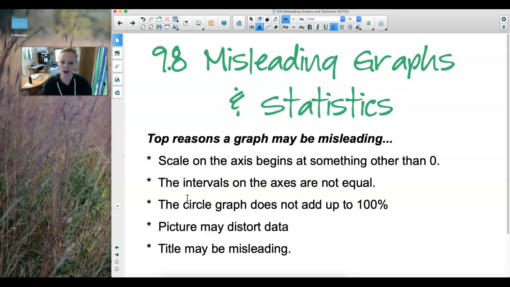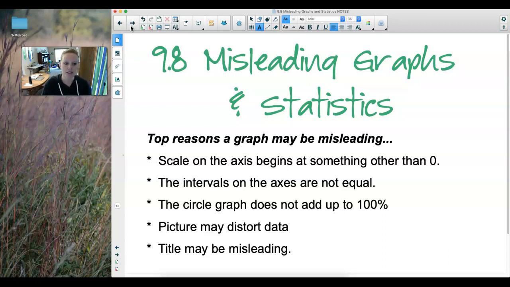Okay, so there are a number of reasons that a graph can be misleading, but here are some of the top reasons. Number one, the scale on the axis starts at something other than 0, so you're going to see like a break in the graph, and I will show you these things. The intervals are not spaced out equally. Maybe they start off counting by 5, and then they go by 10, and then by 1. So it all needs to be spaced out evenly. The circle graph doesn't add up to 100%, which seems ridiculous, but sometimes companies do that. There might be pictures that are distorting the data, and maybe the title is really misleading.